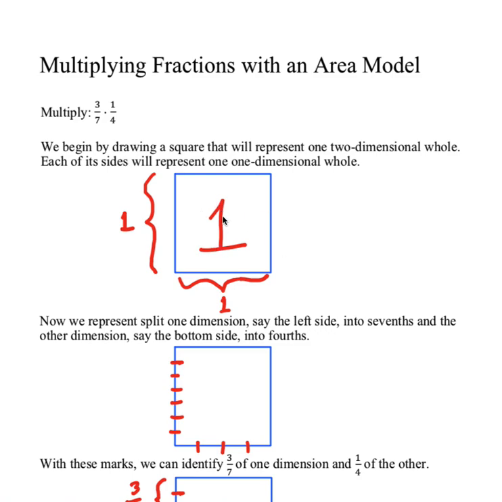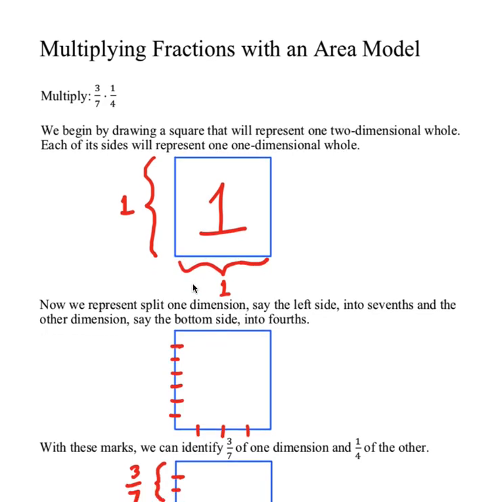Okay, so once we have that, our goal is to represent 3/7 along one dimension. We'll put that along the left side here, and then model 1/4 along another dimension. We'll put it on the bottom side here. So in order to do that, we need to split this dimension we're going to model 3/7 on into 7 equal sized pieces. And similarly, we're going to want to split the side we're going to model the 1/4 on into 4 equal sized pieces. So I've done that here.